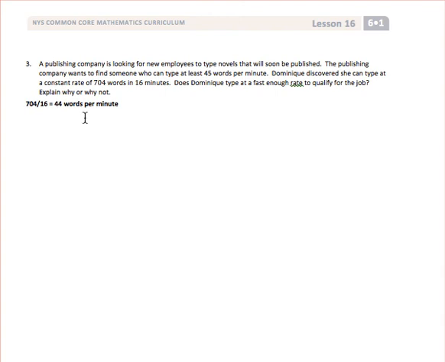Now we need to go back into the requirement for that company. And it says the publishing company wants to find someone who can type at least 45 words per minute. Dominique can type 44 words per minute. So she does not make the 45 words per minute requirement.